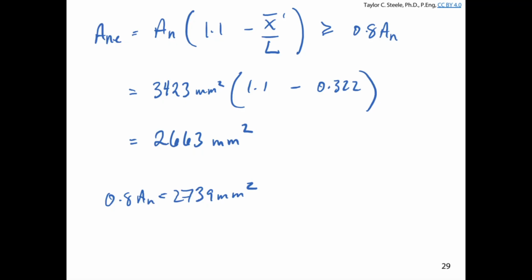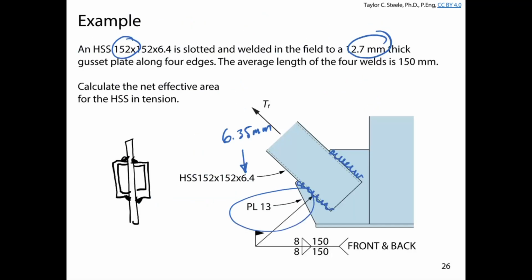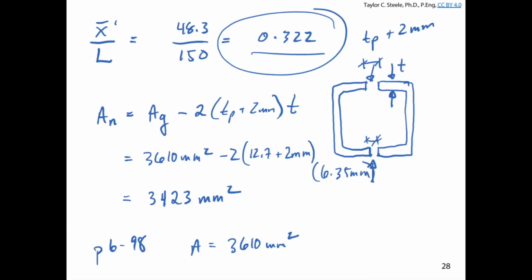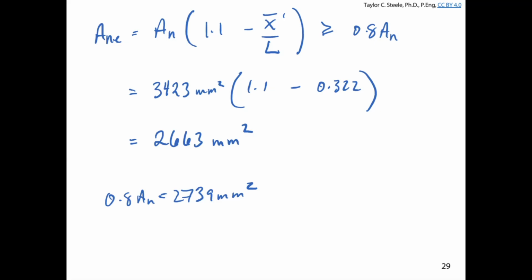Okay, so we looked at this connection, and because of the way it's welded and because it's a certain shape, we treat shear lag a little bit differently. We figure out what x bar prime is, we figure out what the ratio is, figure out what AN is, and then use the shear lag factor to reduce AN to get ANE. Does anyone have any questions about the example before we review the learning objectives and wrap things up?